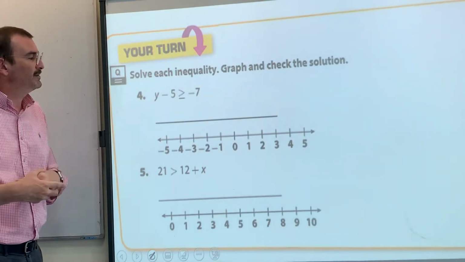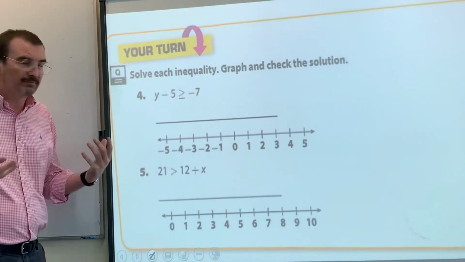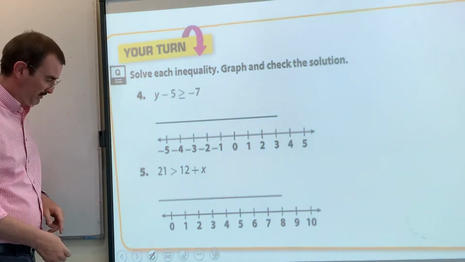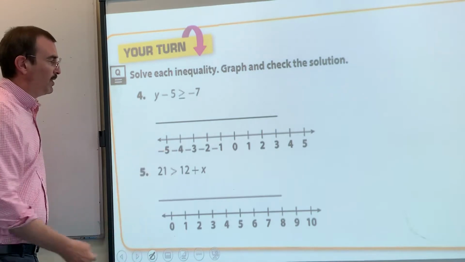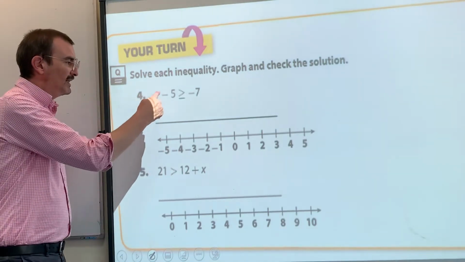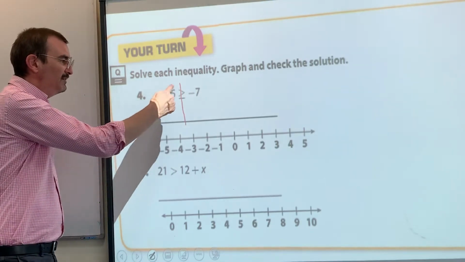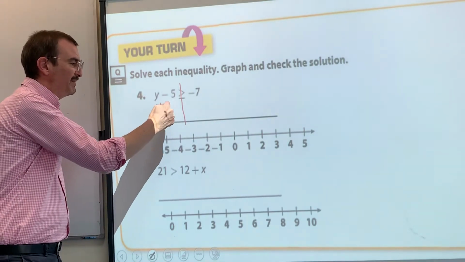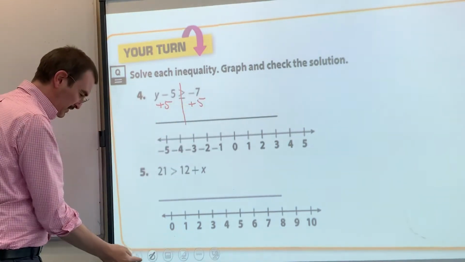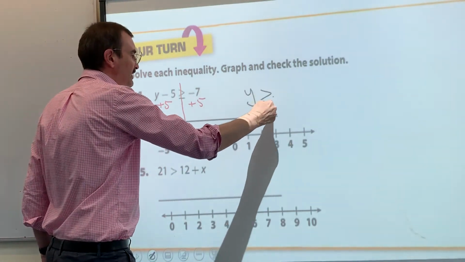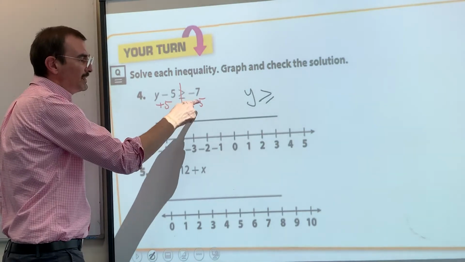y minus 5 is greater than or equal to negative 7. This comes from your textbook. You can see it for yourself under your term. So, step 1. You want to isolate y. Draw your river. Do the inverse of minus 5, which is plus 5, and you end up with y is greater than or equal to minus 7 plus 5.